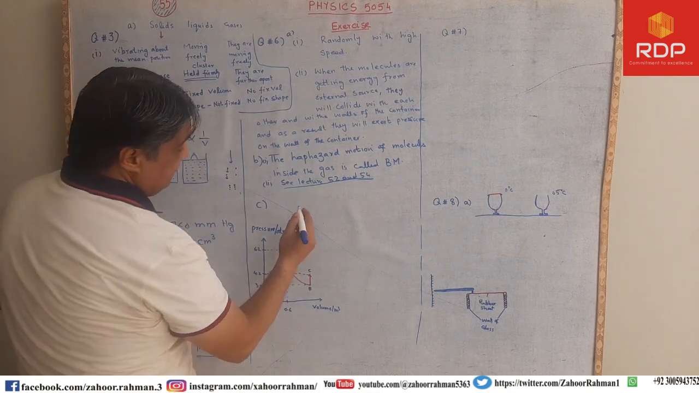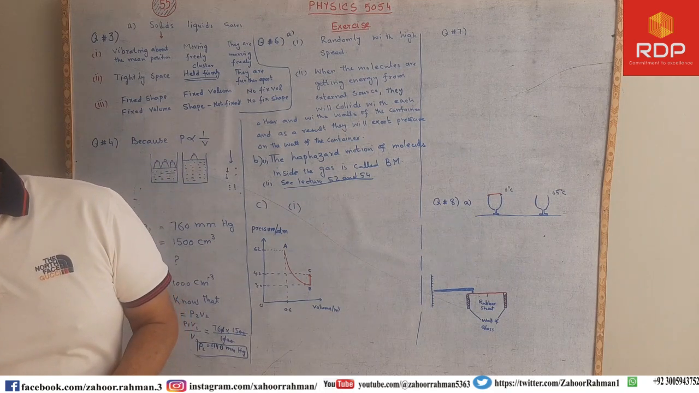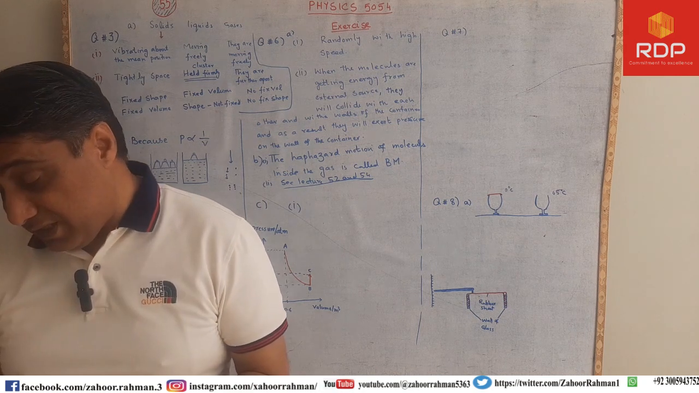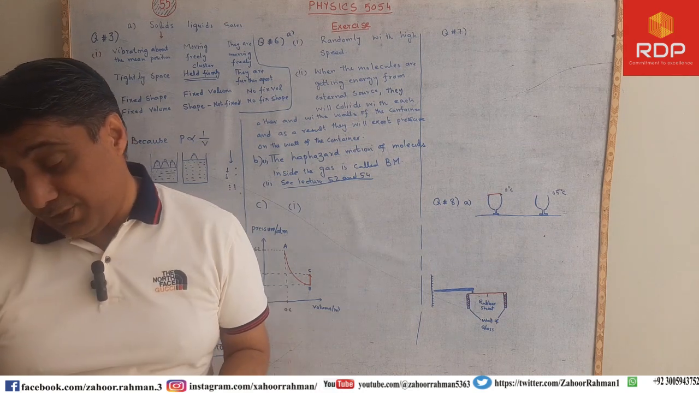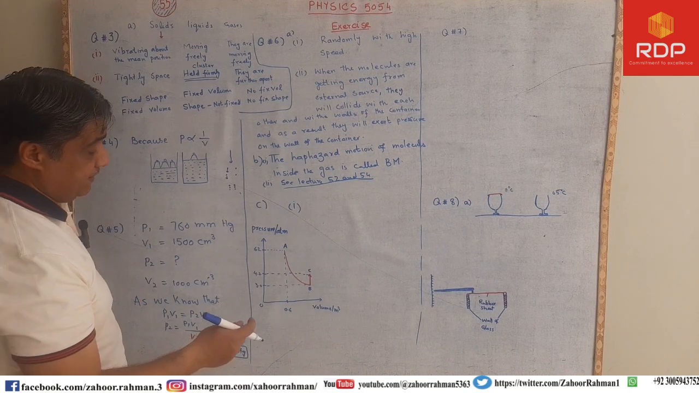Use the graph. Use the values of pressure and volume given on the graph to calculate the pressure and the volume at B. This is the first part.